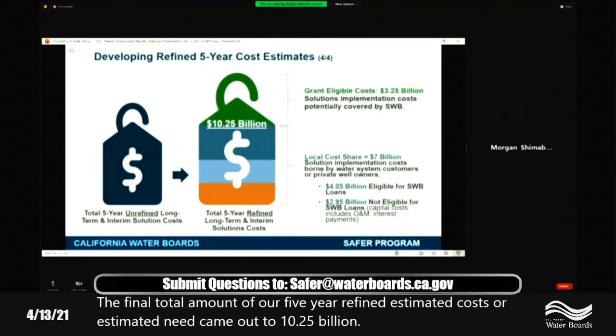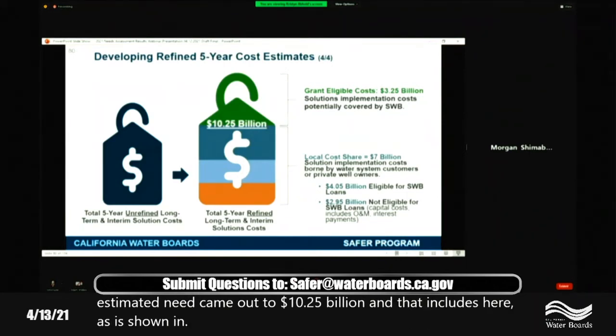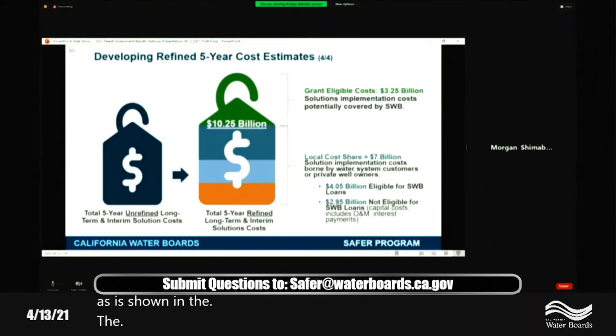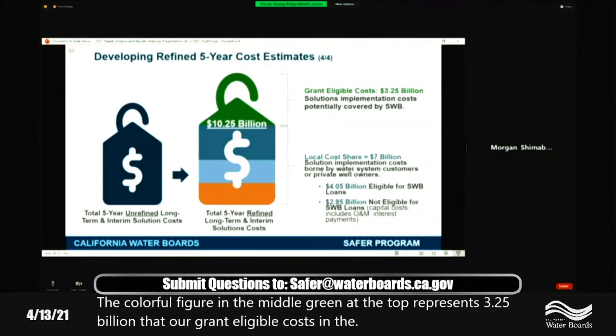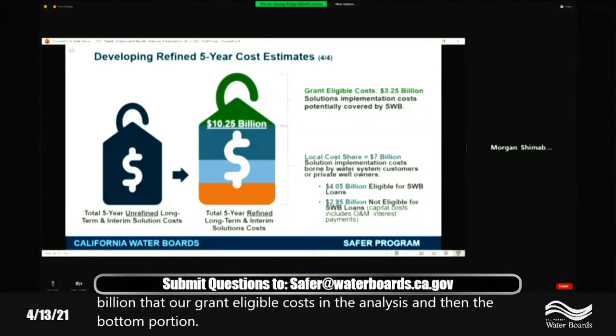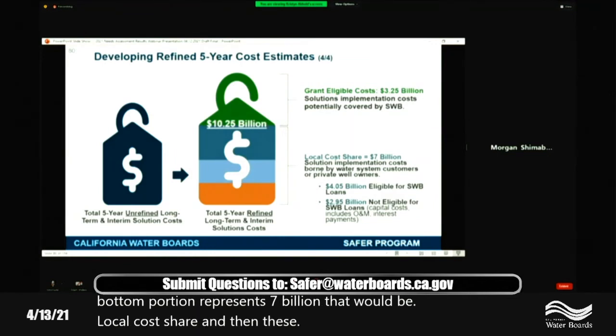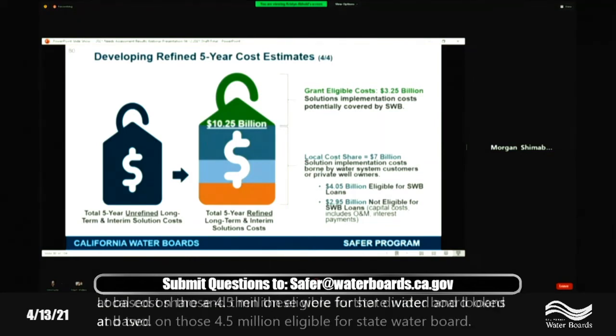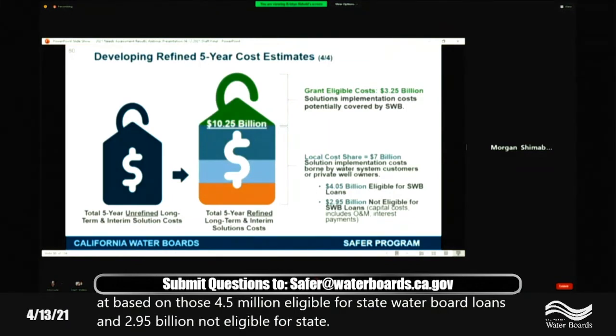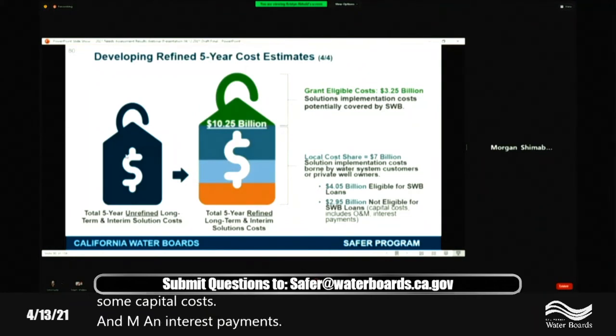And that includes here, as is shown in the colorful figure in the middle, green at the top represents 3.25 billion that are grant eligible costs in the analysis. And then the bottom portion represents 7 billion that would be local cost share. And then these were further divided and looked at based on those 4.05 billion eligible for state water board loans and 2.95 billion not eligible for state water board loans, such as some capital costs, O&M, and interest payments. So next slide.